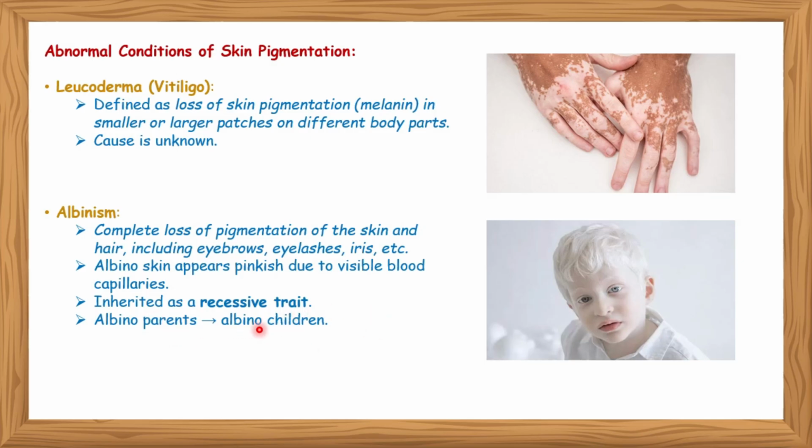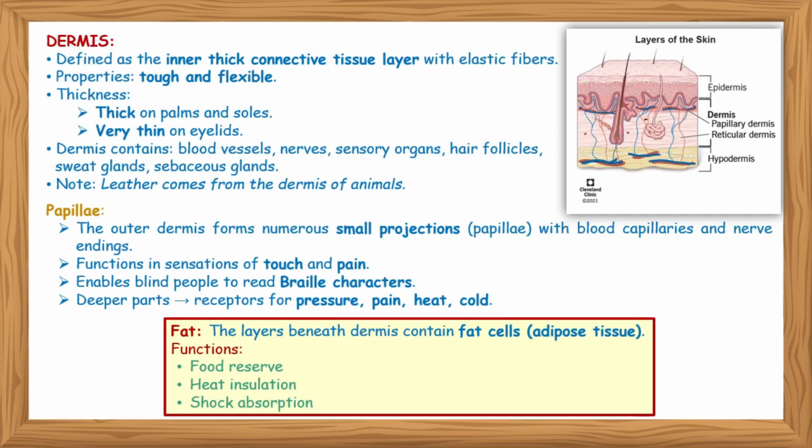Albino parents produce albino children. Dermis. The dermis is located under the epidermis. It is defined as the inner thick connective tissue layer with elastic fibers. The properties include tough and flexible. The dermis layer is thick on palms and soles. It is very thin on eyelids.